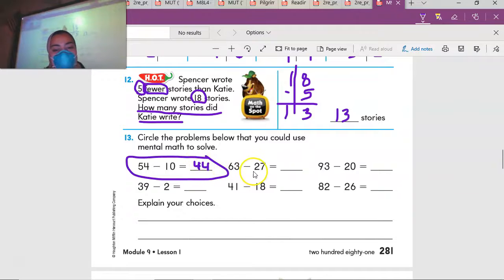How about 63, take away 27? Can you do that in your head? No, the 3 in the ones place here is smaller than the 7. You have to regroup. You're going to have to write that down. So no, that's not 1. How about 93, take away 20? Can we do that easily? Yes, because 3 take away 0 is 3, and 9 take away 2 is 7. So the answer is 73.